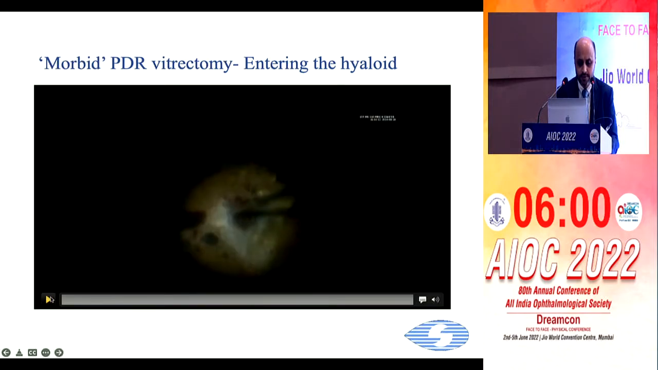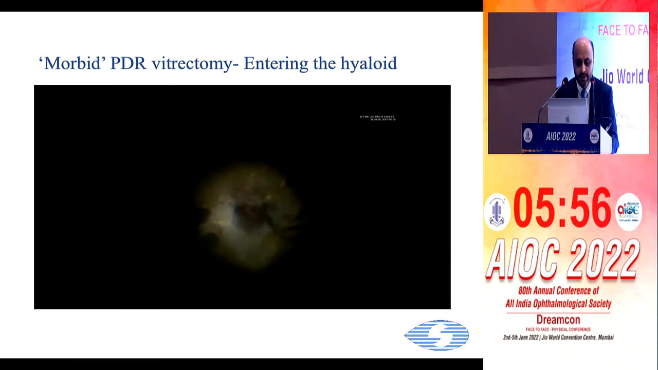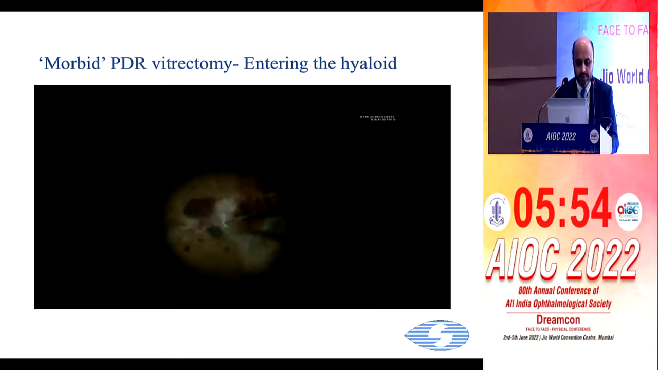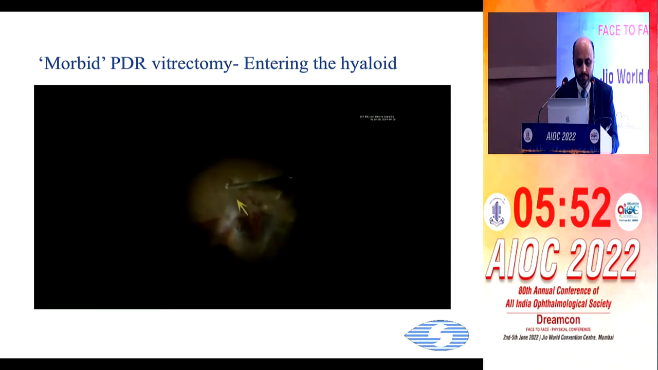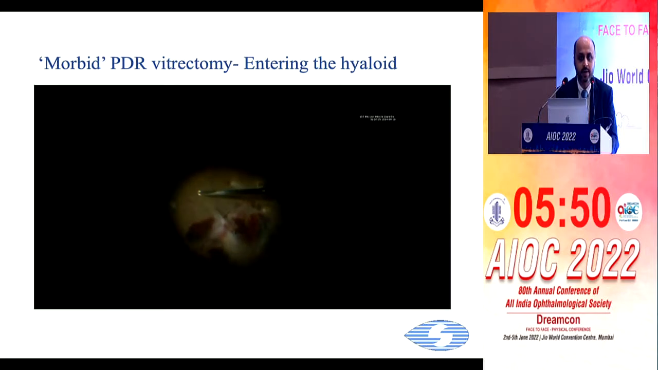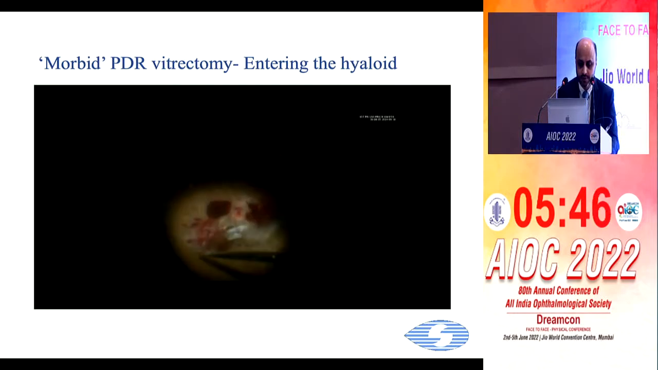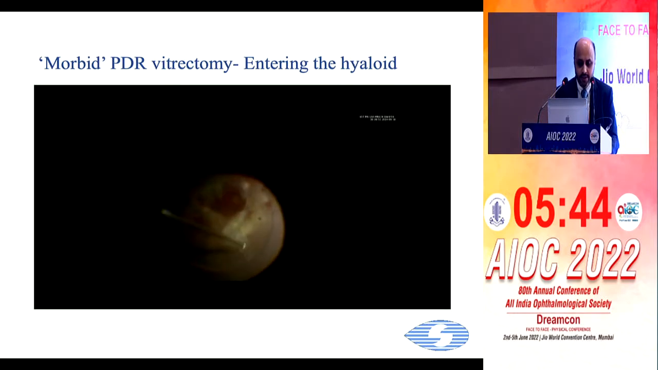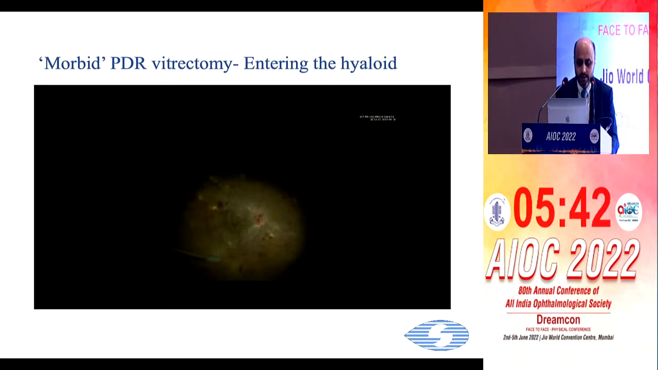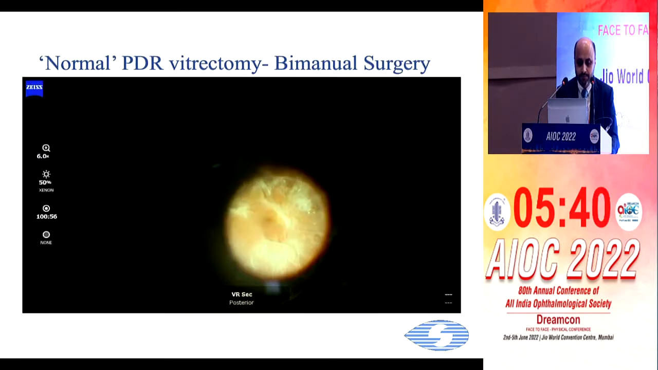In this case, this was a morbid condition where it was all stuck. So we take a needle and make an entry into the posterior hyaloid at the posterior pole. The difference is that in this case we are going from posterior to anterior, unlike others where we went from anterior to posterior. And then again, we complete our entry into the hyaloid 360 degrees.